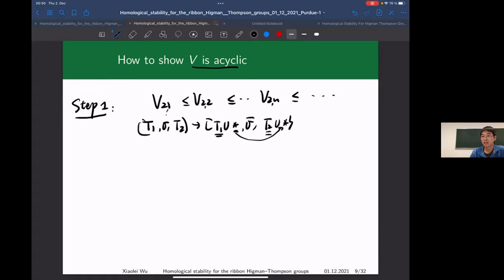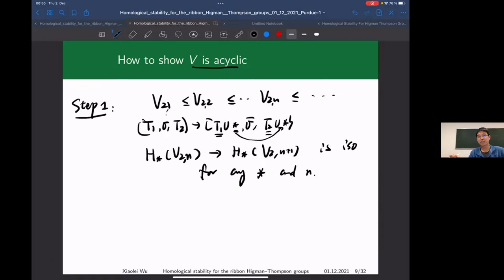And what they were able to show is that H_* of V_{2,n} goes to H_* of V_{2,n+1} is an isomorphism for any star and n. This looks very strong because usually homology stability has a stable range. But the thing here is these groups V_{2,1}, V_{2,2} are self-similar. They actually are all isomorphic to each other. So if you show that when n is sufficiently large it is an isomorphism, you automatically get that the map from V_{2,1} to V_{2,2} is also an isomorphism. And then step two is they identify the stable homology.